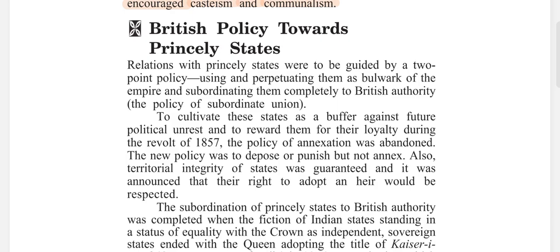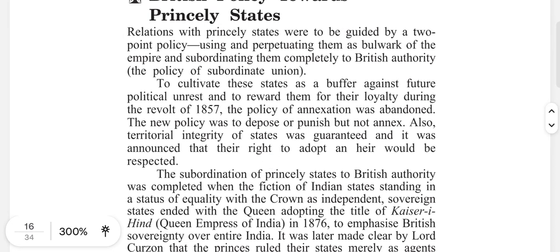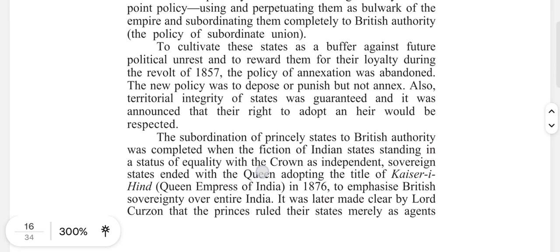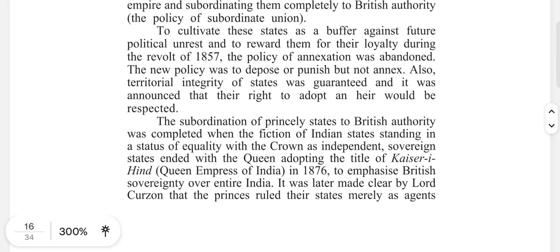To cultivate these states as a buffer against future political unrest, and to reward them for their loyalty during the revolt of 1857, the policy of annexation was abandoned. The new policy was to depose or punish but not annex. Also, the territorial integrity of states was guaranteed, and it was announced that their right to adopt an heir would be respected.